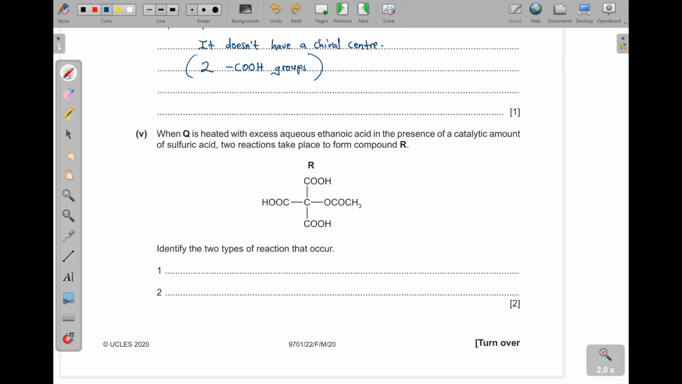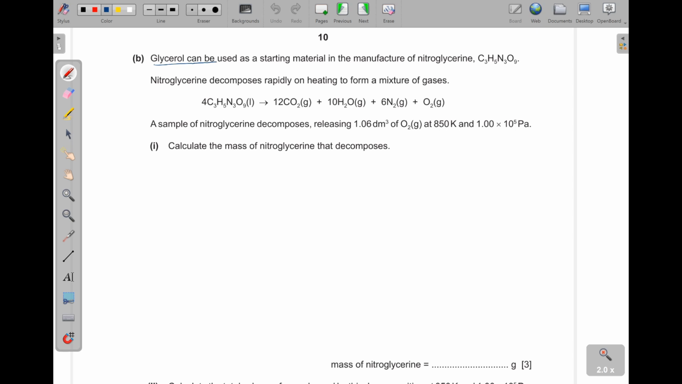So the 2 reactions are, we have hydrolysis, the conversion of the nitrile to the carboxylic acid, and then here we are seeing a condensation reaction. Sometimes they also give those ones who say esterification, but you should know it is a condensation reaction. So that is that. Part B, glycerol can be used as a starting material in the manufacture of nitroglycerin.